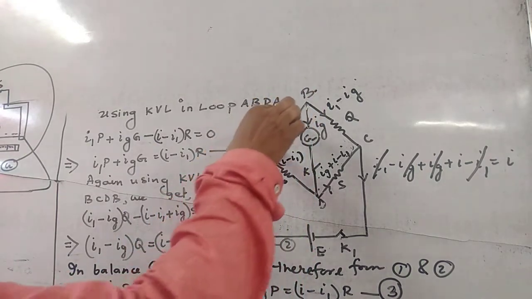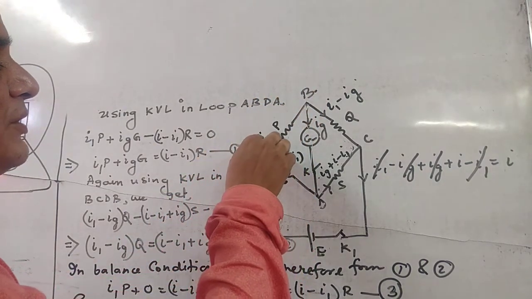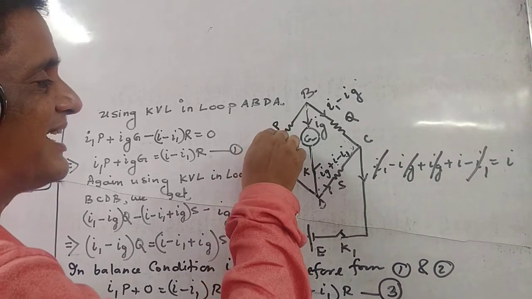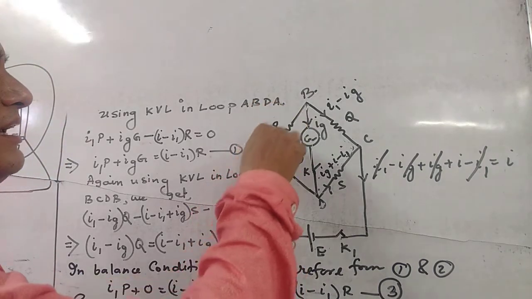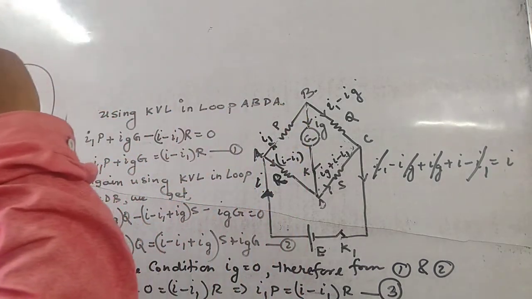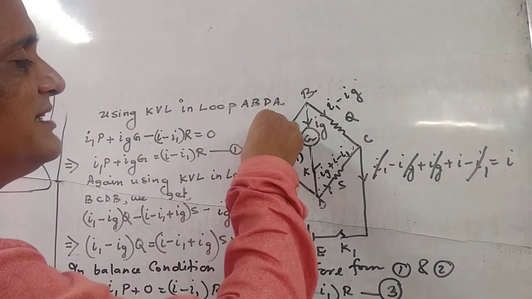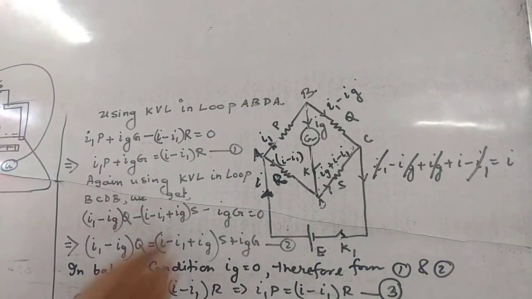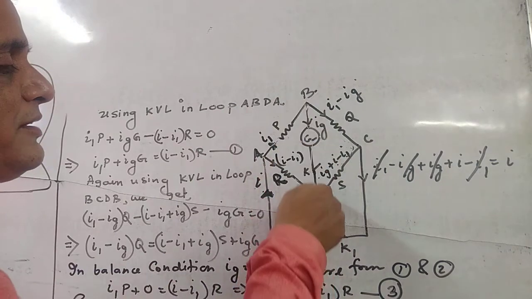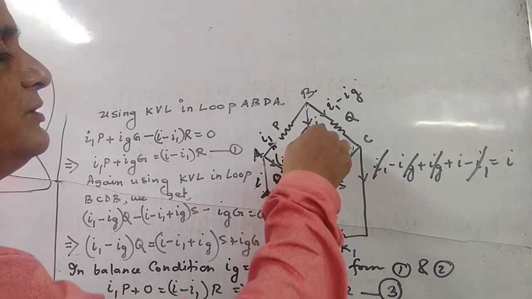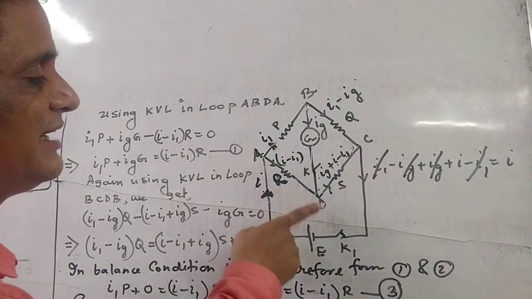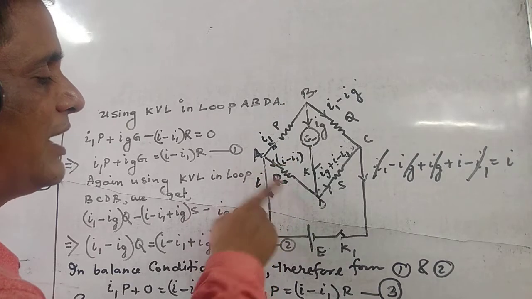You see, what is the amount of current that is going? It is I1. What is the resistance here? P. So what is the potential here? I1 into P. Is it clear? Potential at AB is I1 into P. Similarly, what is the potential at BD? It is IG into G. What is the potential at DA? It is (I minus I1) into R.